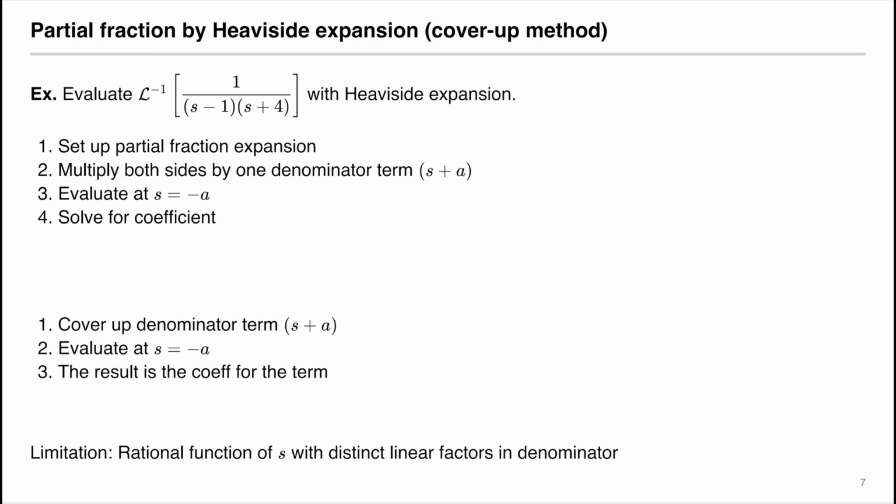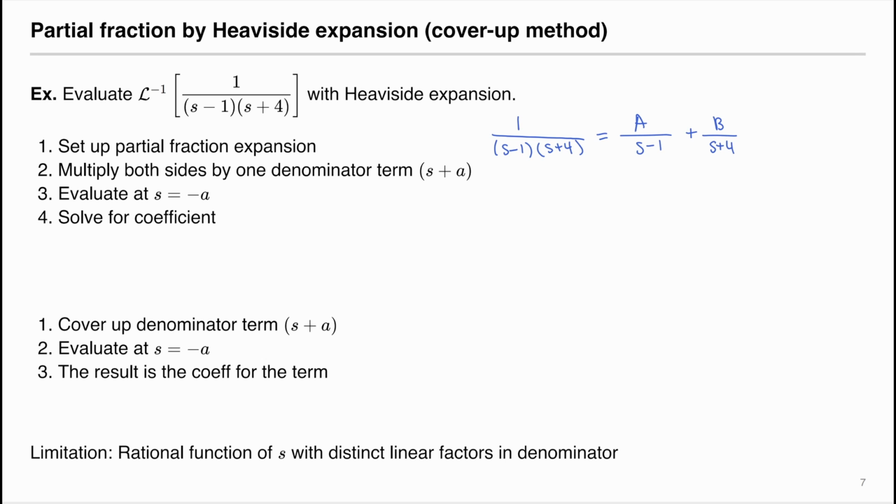Partial fractions can be determined more easily with the Heaviside expansion or the cover-up method. To illustrate that, it is best to do it through an example. In this example, we want to look at the partial fraction expansion of 1 over s minus 1 times s plus 4. And we set up the partial fraction expansion with a over s minus 1 plus b divided by s plus 4. And then we want to multiply both sides by one common denominator term of s plus a.